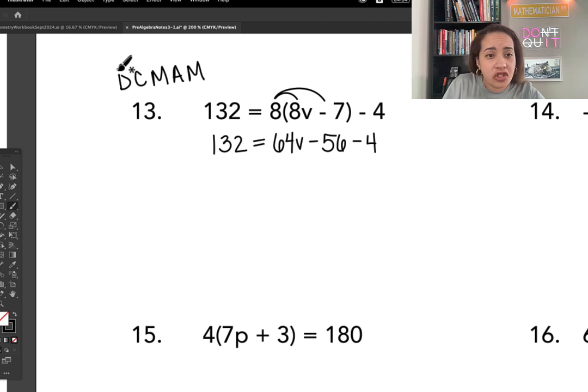So I have just distributed. Next, I need to check if I can combine like terms. So remember, to combine like terms, we look on the left side and see if there's anything that looks alike. And then we look on the right side of the equal sign and see if there's anything that looks alike. This time, I do see a couple regular integers on the right side of our problem. I see -56 and I see -4. I can combine those together.